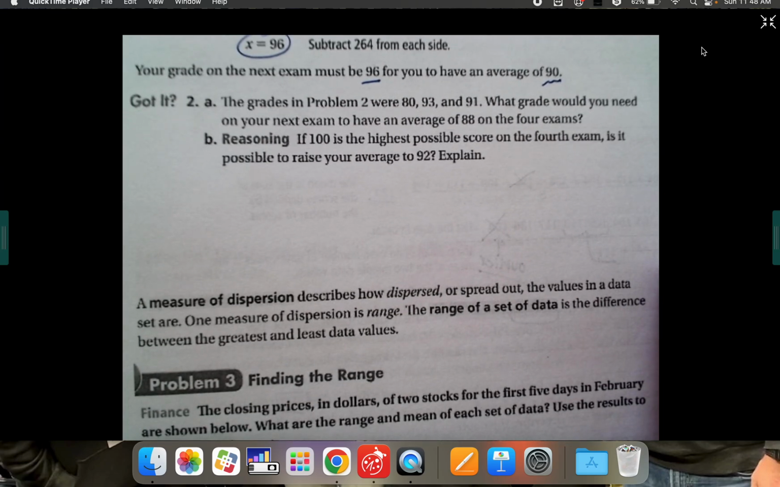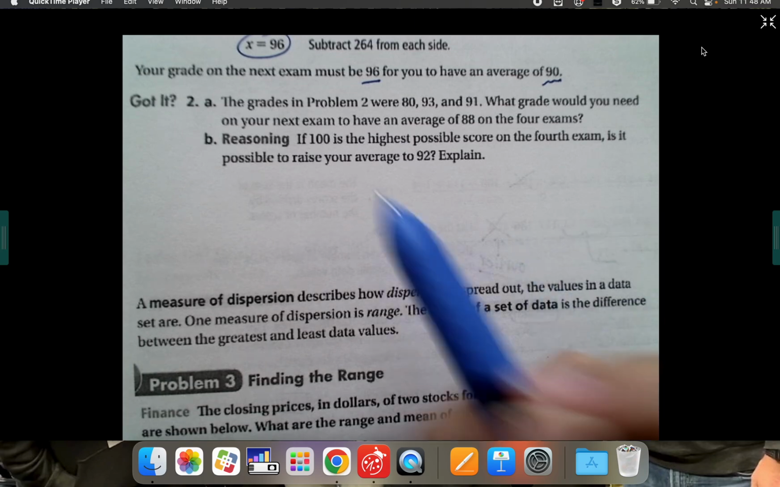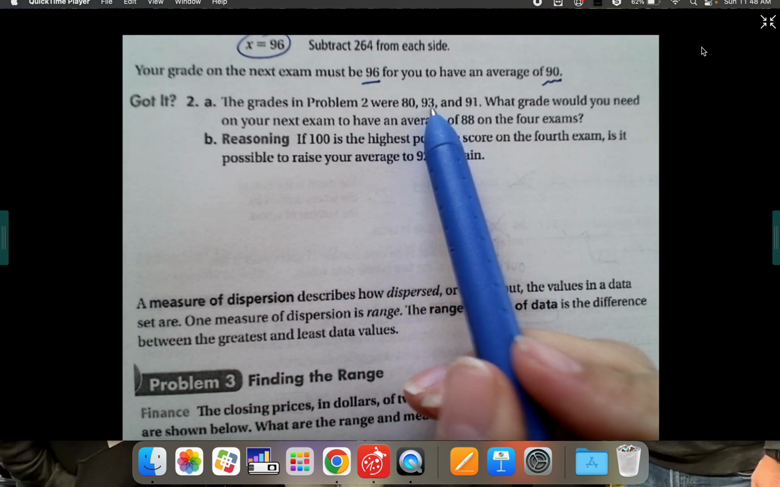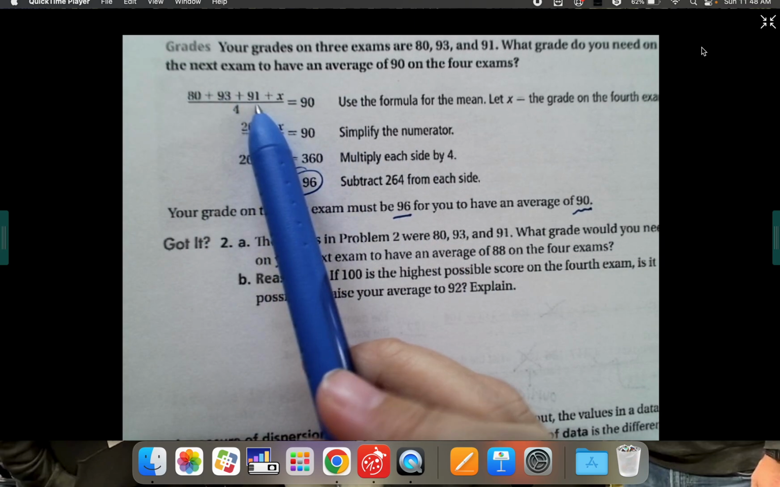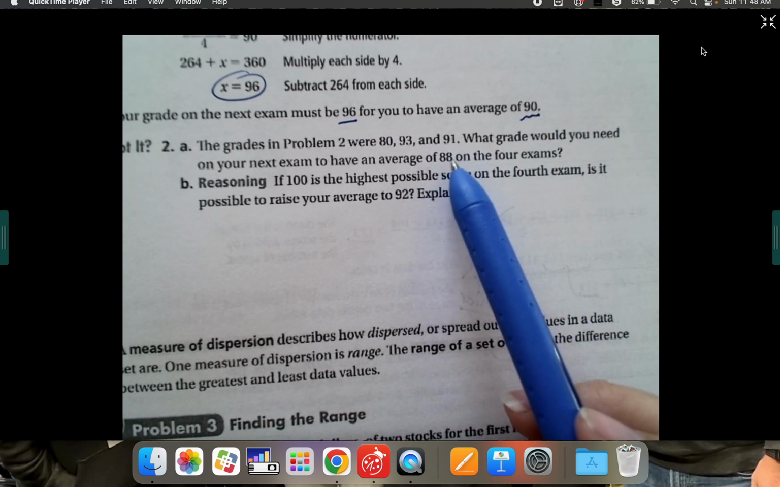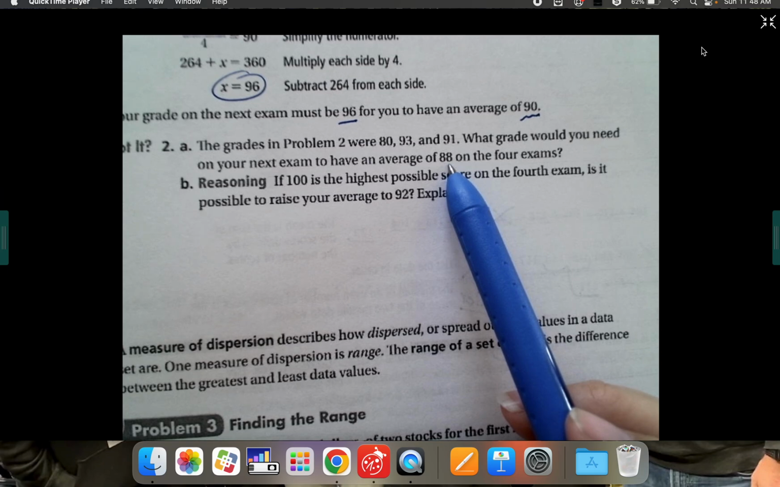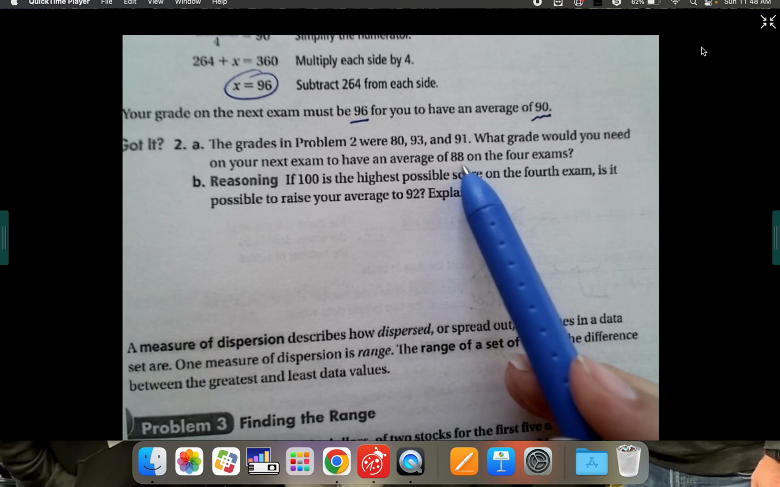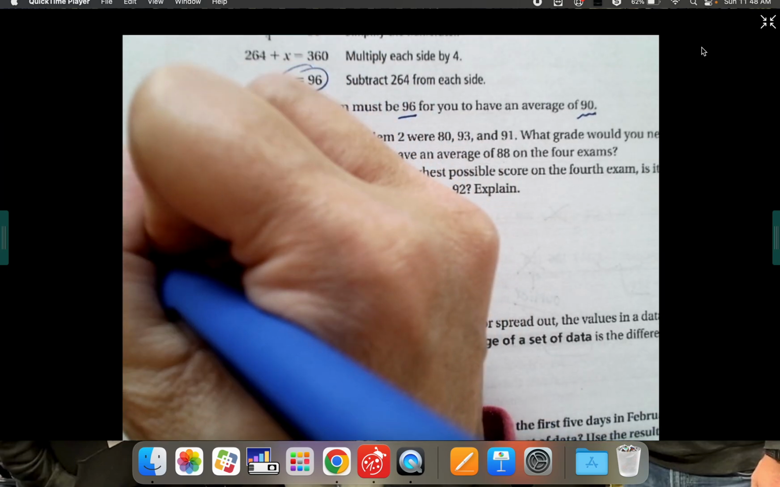So let's say you're doing this again, and your scores were 80, 93, and 91, just like they were up here. But this time, maybe you don't want an A in the class. Maybe you just want to have at least an 88 on all 4. So we're going to work it out to see what we would need on your 4th test to have an average of an 88 in the class. So here is part A.